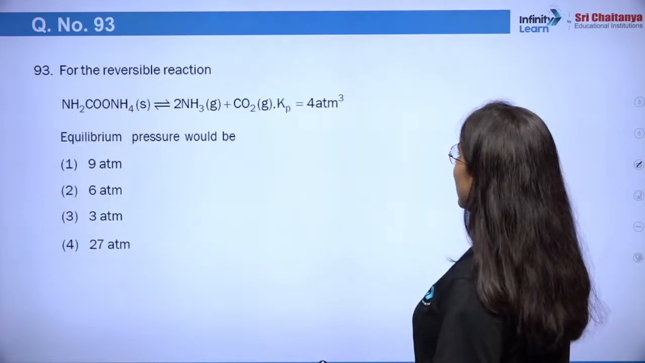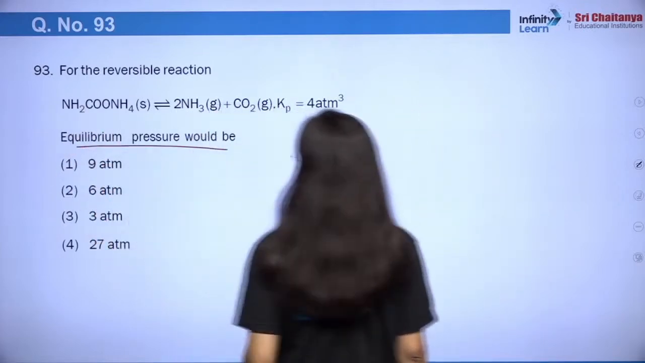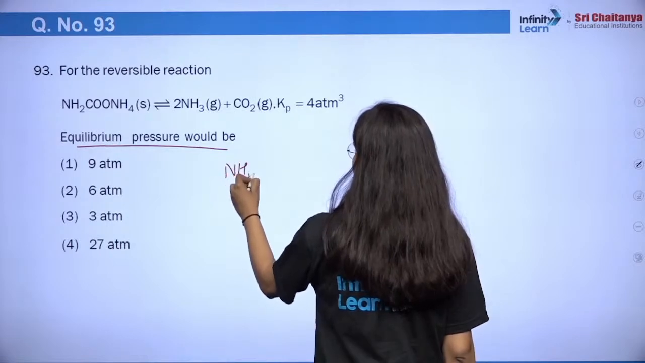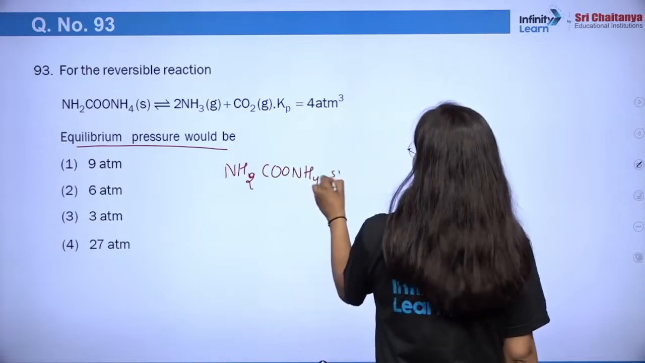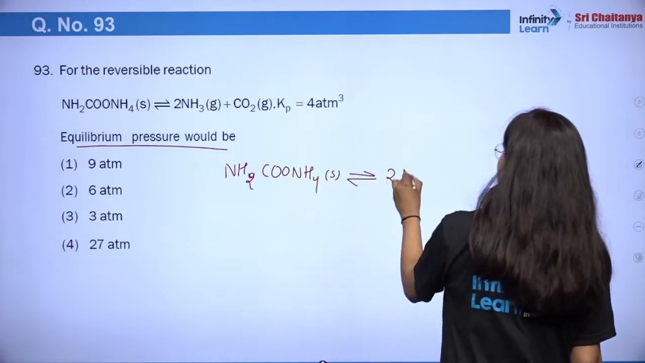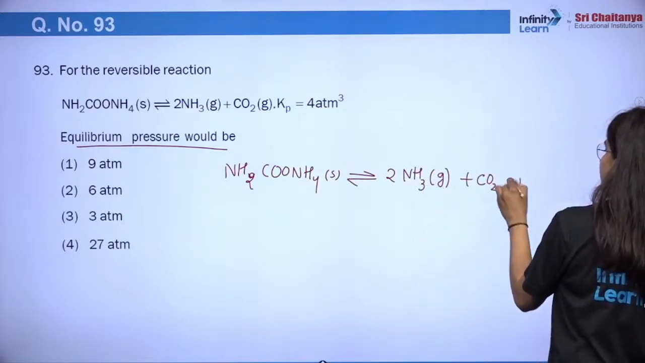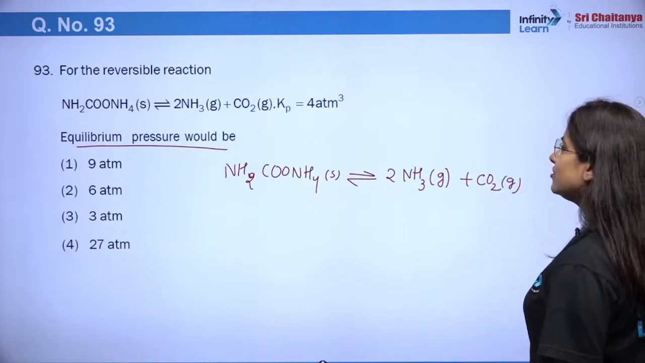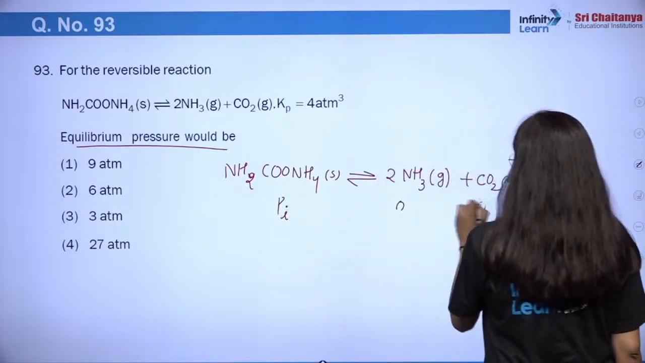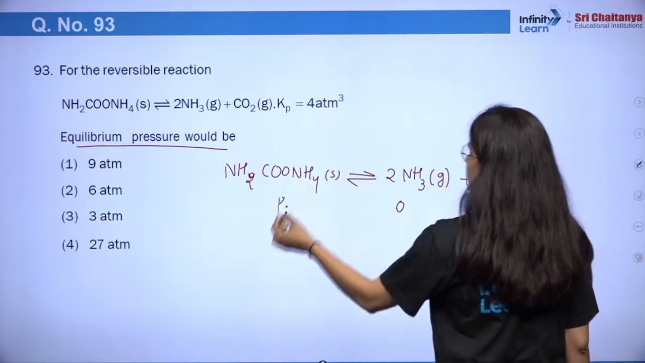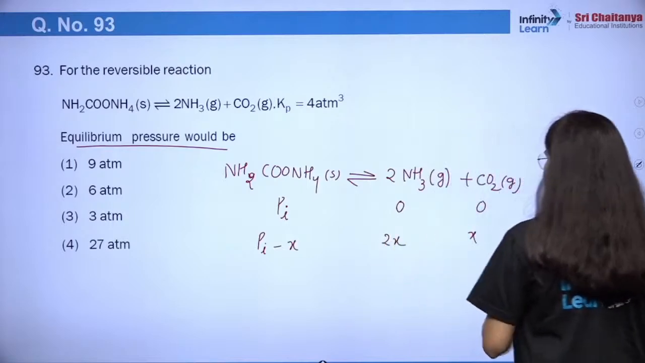For the reversible reaction, the equilibrium pressure would be, so we are given this reaction, NH2CONH4 solid will give me CO2 gas. So initial pressure will be 0, right? Pi will be 0. Why? Because this is a solid. So what I take generally is Pi minus x. This is 2x and this will also be x.